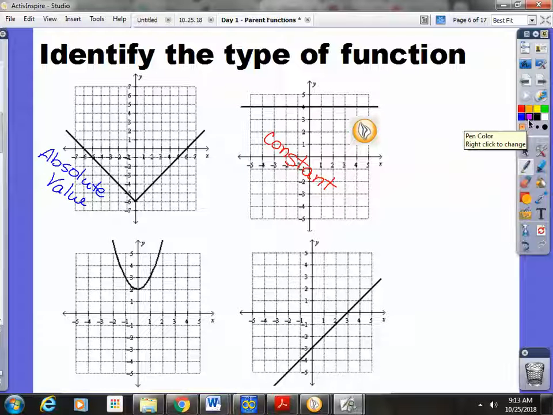Bottom left, what type of function is that representing? Quadratic. It's that parabola shape. And lastly, this one is linear. What type of function is that? Okay, the parent function is identity. This is a linear function, but you're right, the parent function is the identity. We're identifying the parent functions.